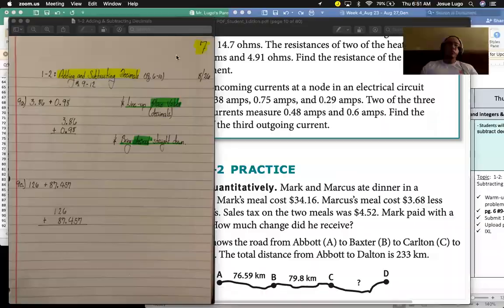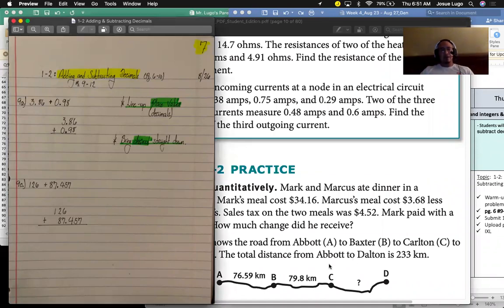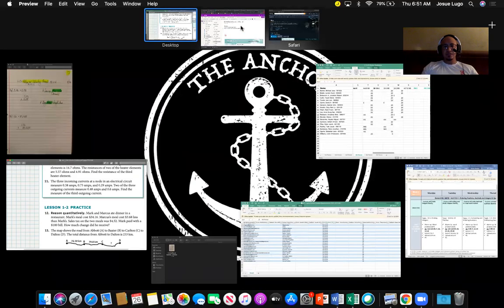And today, ladies and gentlemen, we are going to be going over lesson 1-2. So at this point, if you haven't done so already, you must pause the video, take out your physical notebook, and have that ready to go. Assuming you have your notebook ready to go, once again, we are going to be in Schoology.